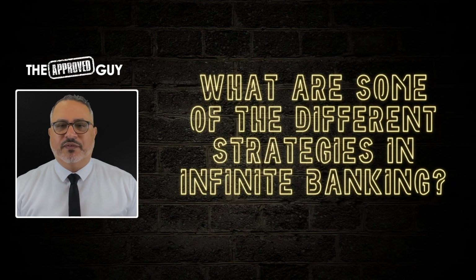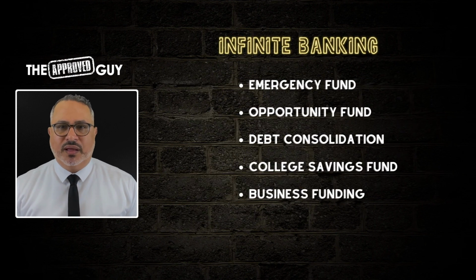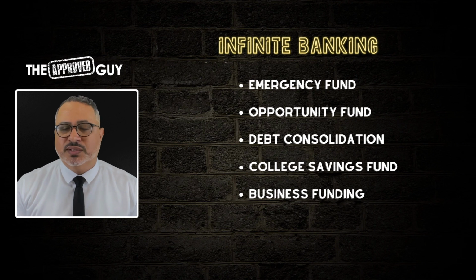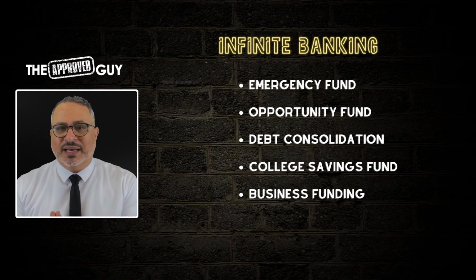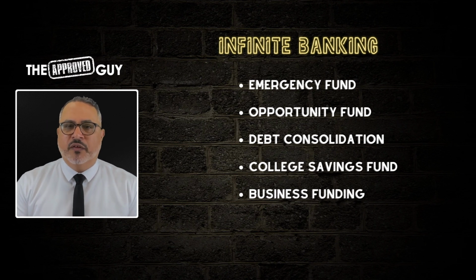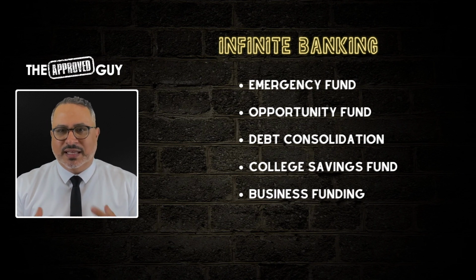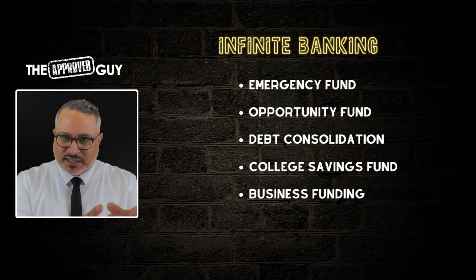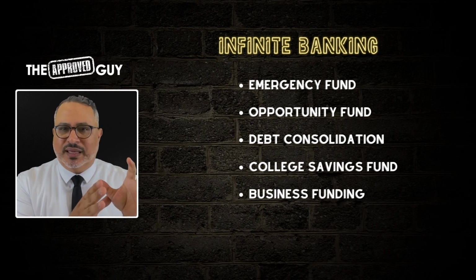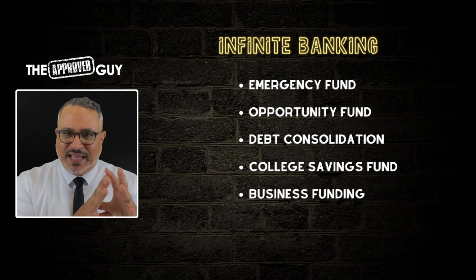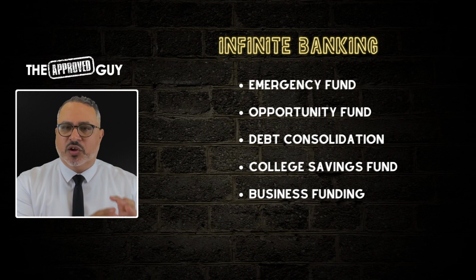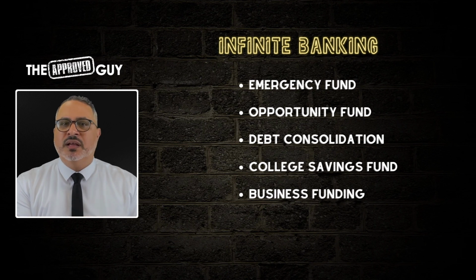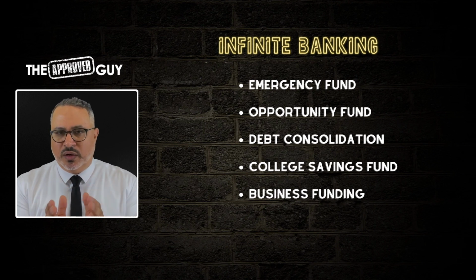So what are some of the different strategies in infinite banking? Well, infinite banking can be used as an emergency fund. This is typically going to be at least 6 to 12 months of your income protected and saved in a secure vault inside of your life insurance policy with a guaranteed growth. And this is an emergency fund, a safe, secure place to save and store your money, not as an investment strategy, but as a saving strategy. So one way to use it is for your emergency fund.